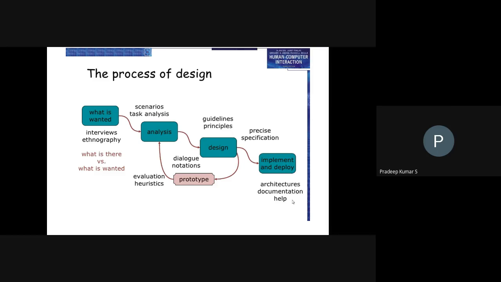Next, we come to the design. Here, what is the design? Based on the analysis report, design is done to achieve the goal. Here in the design also, there are numerous rules, guidelines, and design principles. Here in the third stage, that is the second unit's focus, the design.